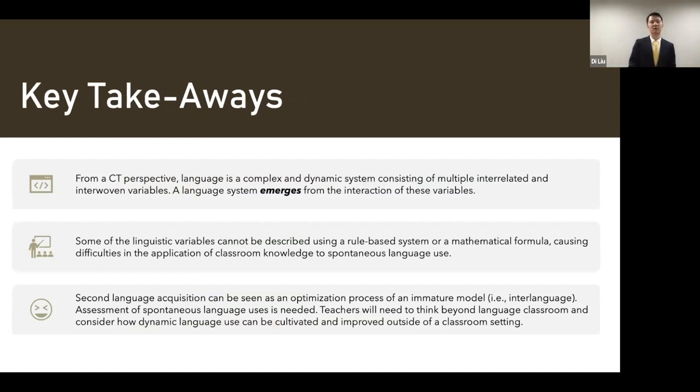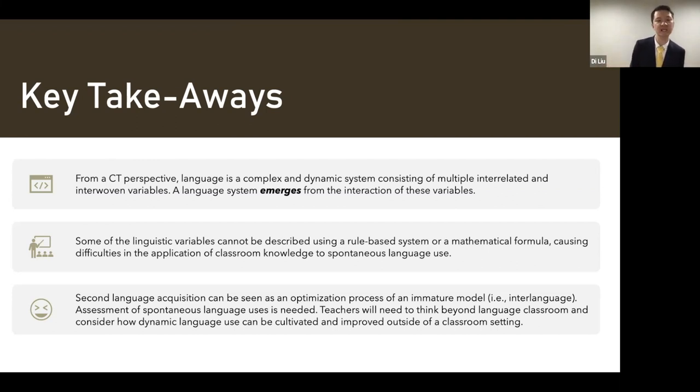The key takeaways are, first of all, from the complexity theory perspective, language is a complex and dynamic system consisting of multiple interrelated and interwoven variables. Think about pitch and how many pronunciation features are related to pitch. A language system emerges from the interaction of these variables. Some of the linguistic variables cannot be described using a rule-based system or a mathematical formula, causing difficulties to the application of classroom knowledge to spontaneous language use. Even if we could identify a relationship between pitch and duration, it would be impossible for a language learner or a speaker to analyze it before saying or using language every time.